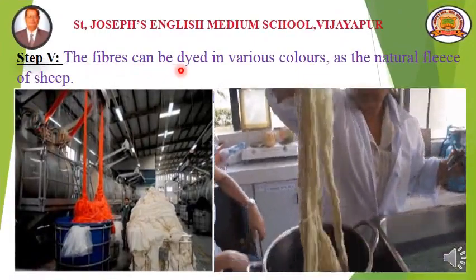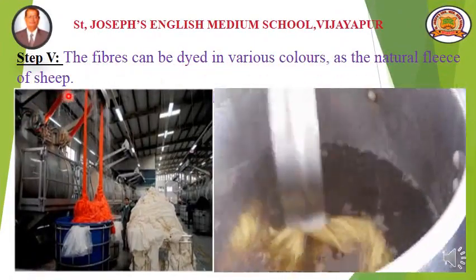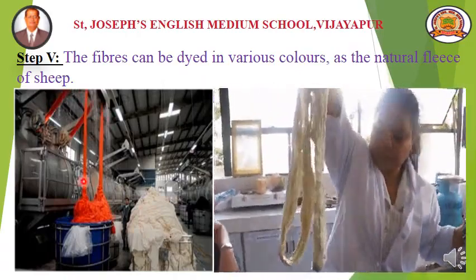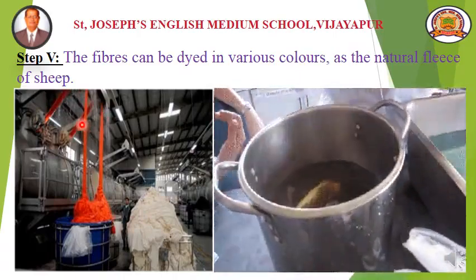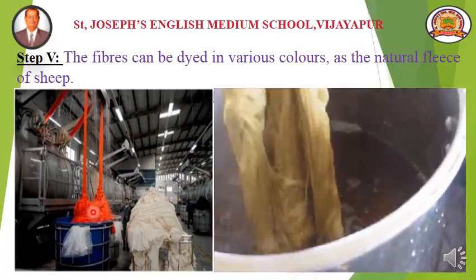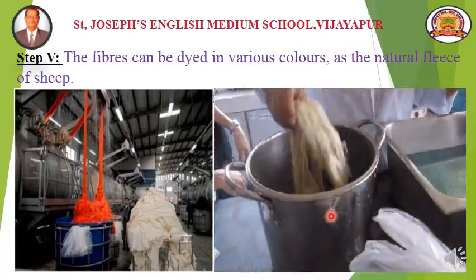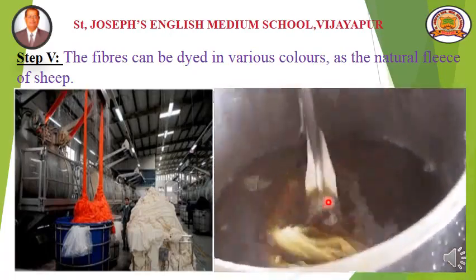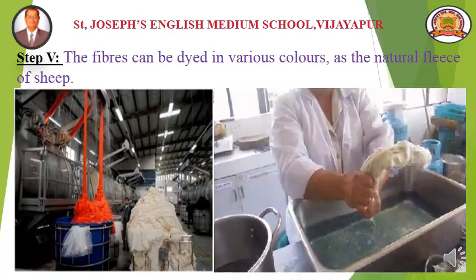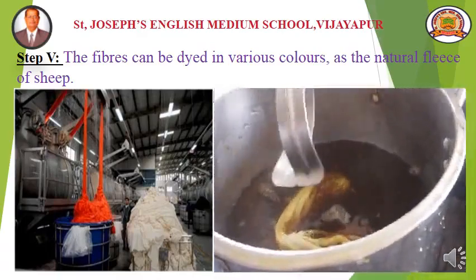The fibers can be dyed into various colors, as the natural fleece of sheep appears only in black, white or brown in color. If it is in a large quantity, it is done by the machine. You can see the white fiber is changed into an orange one. If it is in a small quantity, then you can see the lady is adding color to the fiber. This is the fifth step, adding color to the fibers.